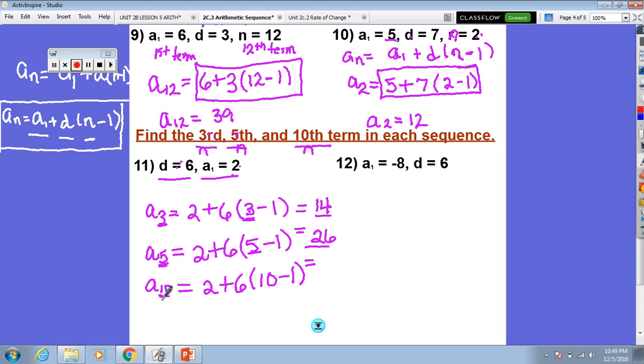Now let's find the 10th number in the sequence. So 2 plus 6, parentheses, 10 minus 1. Alright, and we have 56. So the 10th number in the sequence is 56. So Ms. Hall, you can pause the video. I want to allow the students to try number 12 by themselves.